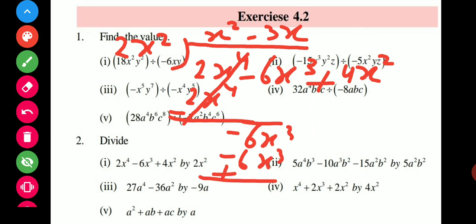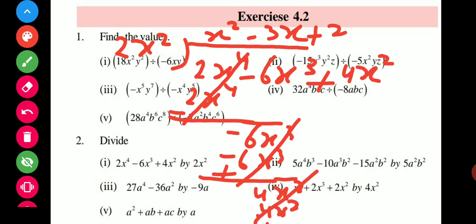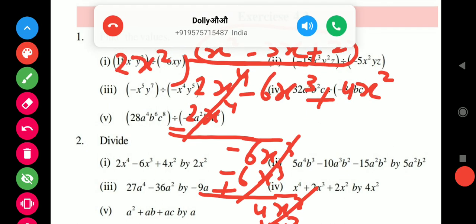Change their sign, it will be cancelled out, so we get here 4x square. So it will be only 2 times, that is 4x square. So both cancel out each other, change their sign. So your quotient will be this one. It is your quotient and that is your answer.